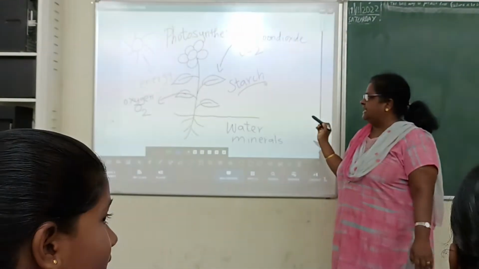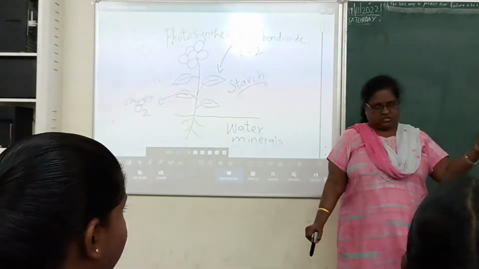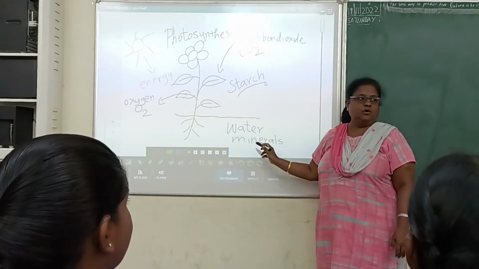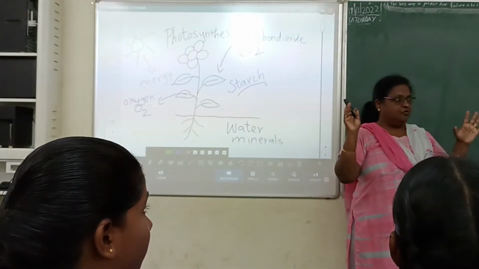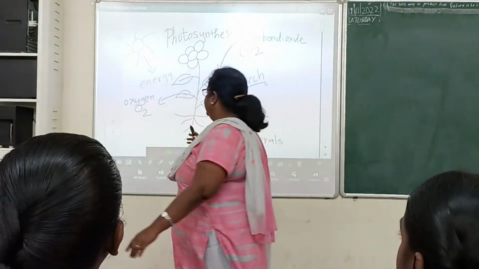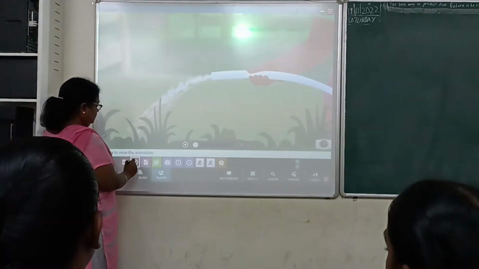Now Anita, can you tell me, when starch is prepared, what gas is released out? Oxygen is released. And Ananya, tell me, what does the root absorb and help in photosynthesis? So it's very clear, right? Now we will see one short video.